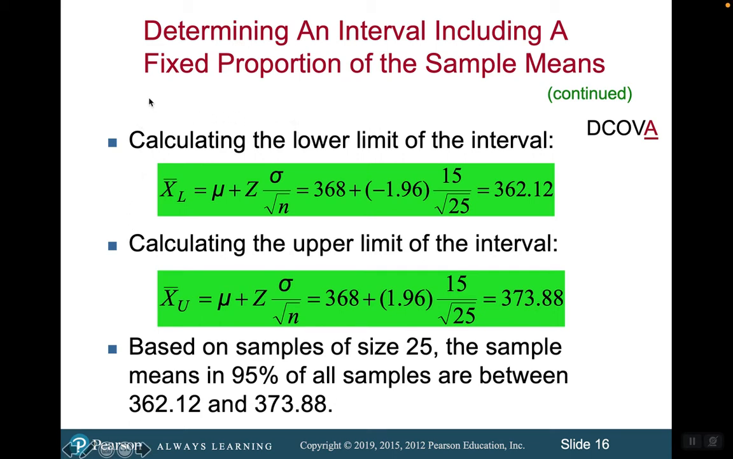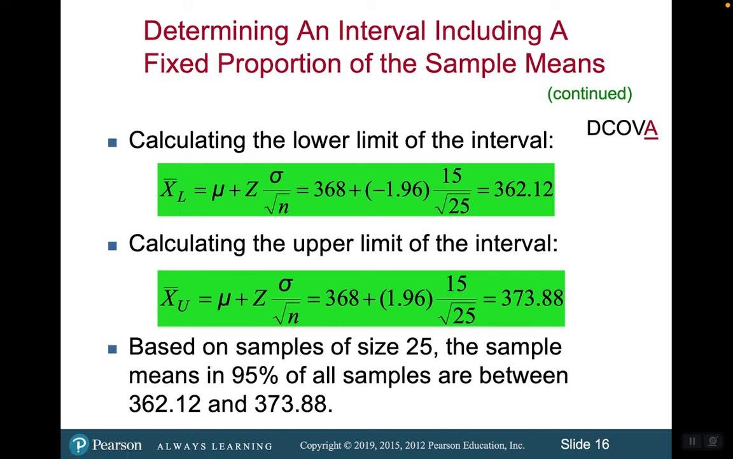So we have a situation here. We can determine the interval. But we do a couple of calculations here. We do a calculation to give us the lower end of our interval and then the upper end of our interval. The lower end of the interval is the lower end of the value. So going through our calculation here, 362 is the lower limit, and 373.88 is the upper limit.